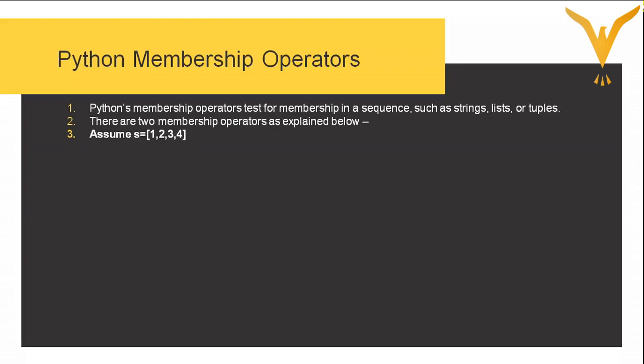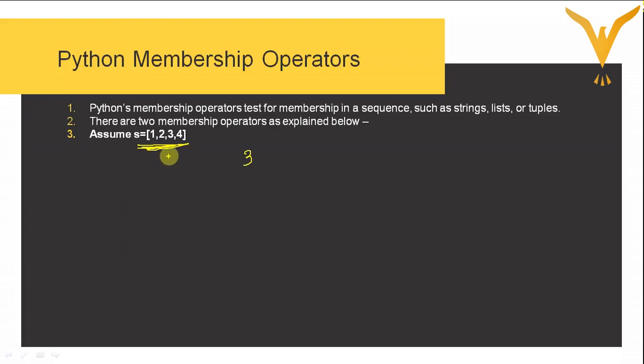Now the very first question: what exactly is a sequence? A sequence is nothing but a collection of items. So you can say a string is a sequence because it is a collection of alphabets. Another type of sequence, which we are going to learn in an upcoming session, is the list. So a list is also a sequence. Let's say you have this particular sequence, and now you have to check whether 3 is a member of this sequence or not.